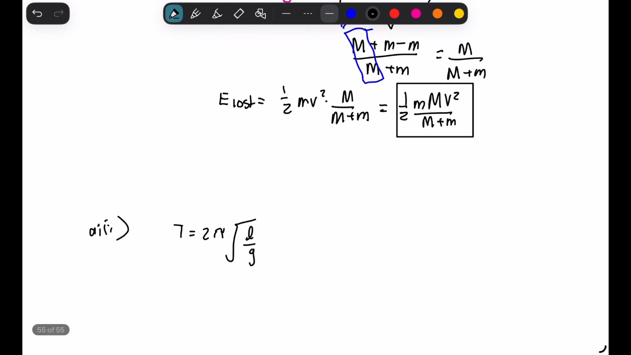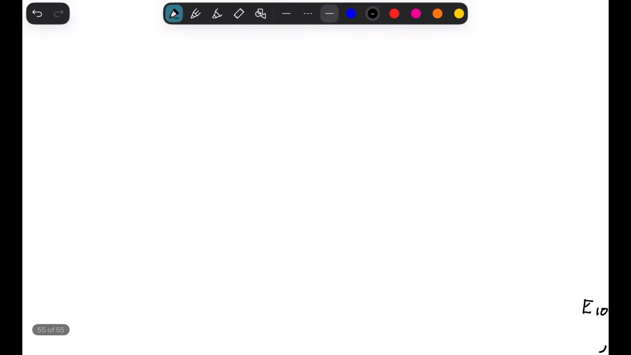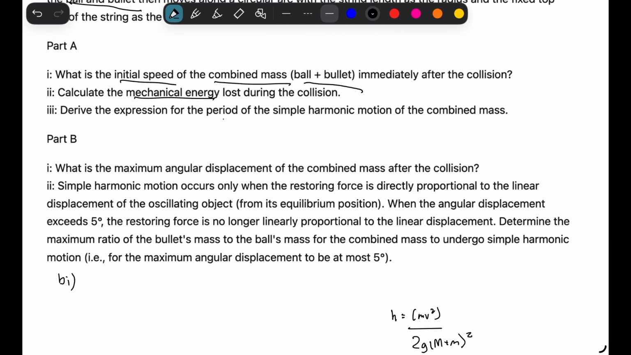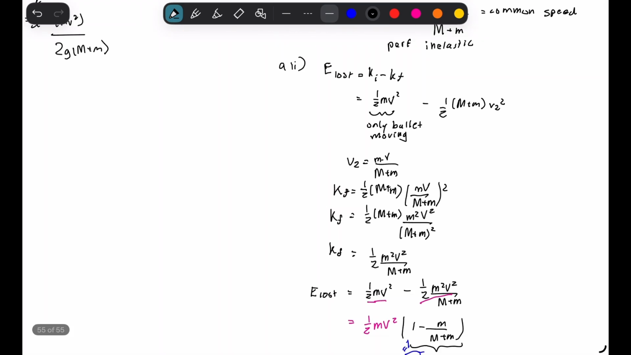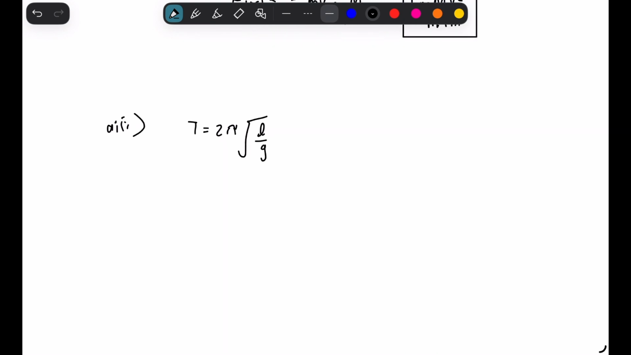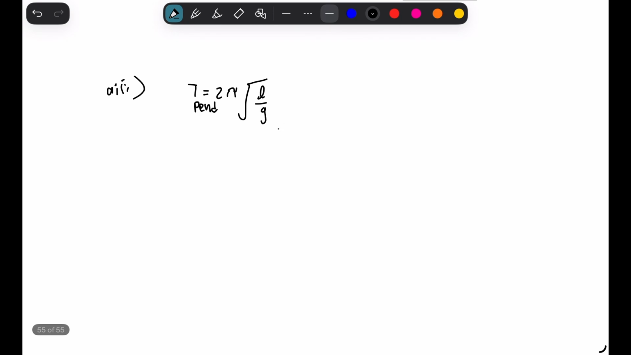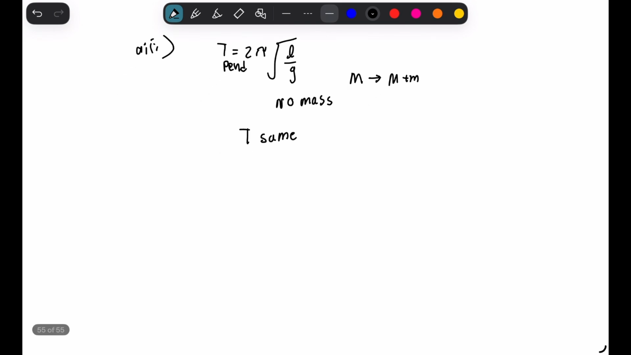Now, for part 3, we're asked to derive the expression for the period of a simple harmonic motion of the combined mass. So we know that for the period of a pendulum, it's going to be 2 pi times the square root of L over g, the length over g. So our period does not depend on mass. Even though we went from m to m plus m, the period is going to be the same. It only depends on length and gravity, not the mass that is attached.